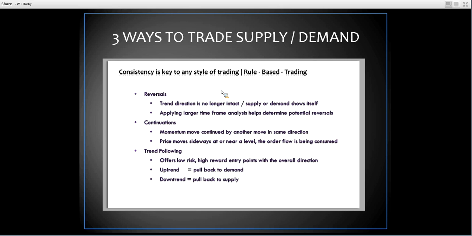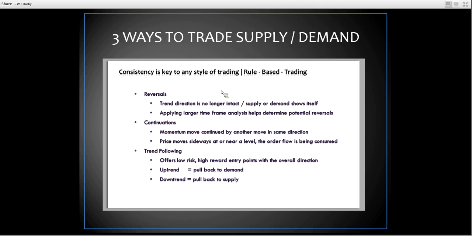These are very important little footprints in the market that we want to be aware of, so we can trade with them. Applying the larger time frame analysis is what helps us determine the potential reversals. We'll use the large time frame for potential reversals, as well as butting our head up against major support and resistance. Smaller time frame for our trend and level analysis.